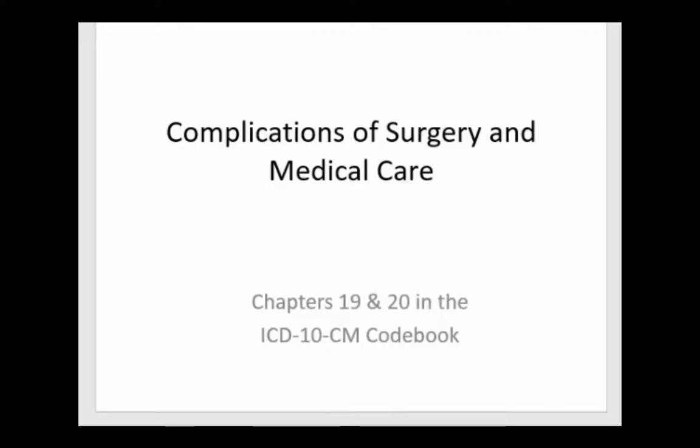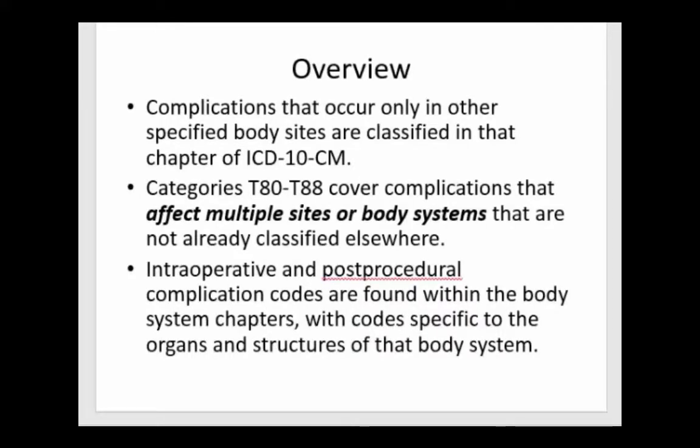Okay, we're going to conclude our discussions of chapters 19 and 20 by talking about the complications of surgery and medical care. The complications that occur only in other body sites are classified in those chapters. For example, a complication of GI procedure is going to be in the diseases of the digestive system.